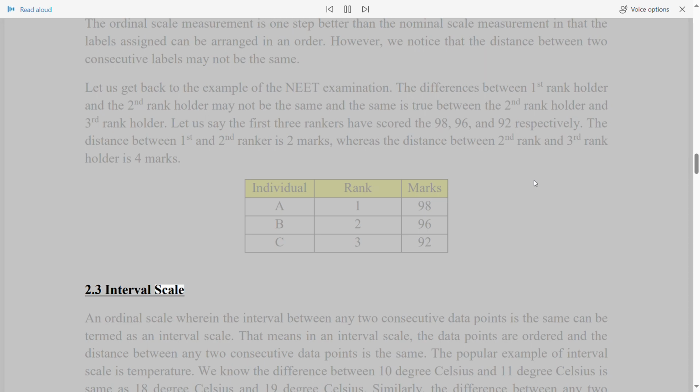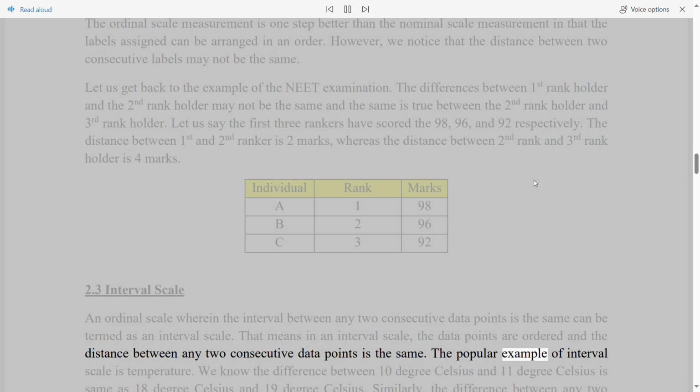2.3 Interval scale. An ordinal scale wherein the interval between any two consecutive data points is the same can be termed as an interval scale. That means in an interval scale, the data points are ordered and the distance between any two consecutive data points is the same.